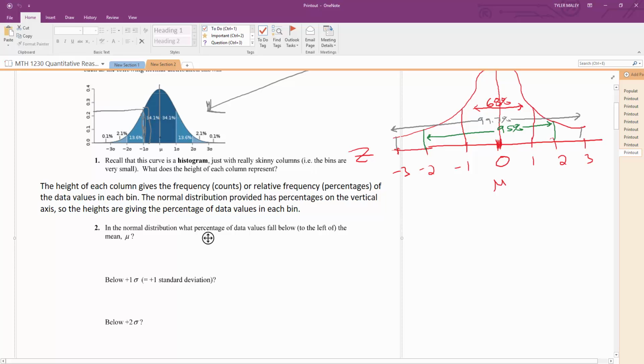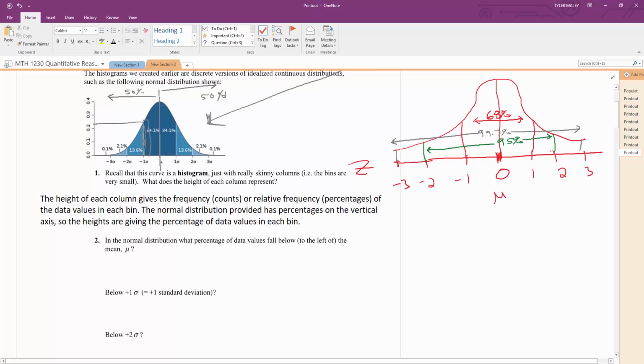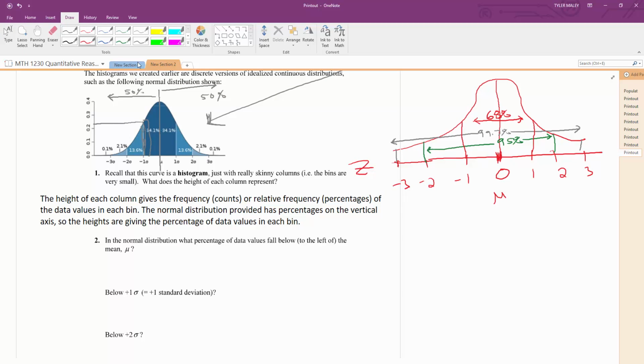So if this cuts it in half, that means 50% of my data will be this way, and 50% will be this way. If you recall, cutting the data 50% is just the median. In other words, mu is going to be my median, because that's what the median means.